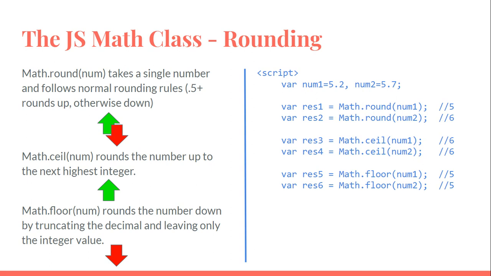If you calculate that you need 8.5 cans of paint, you're not obviously going to go buy 8.5 cans of paint. So what we would do is use Math.ceil, and that would tell you that you need 9 cans of paint. Math.floor does the opposite. It rounds the number down. It truncates the decimal, leaving only the integer value. So whether it's 5.2 or 5.7 going into Math.floor, the decimals just get cut off, and we end up with a value of 5.